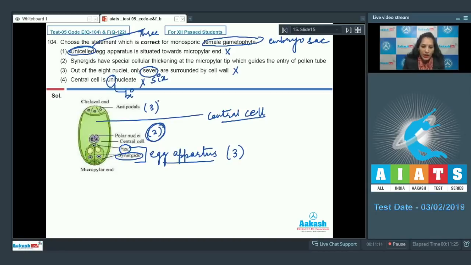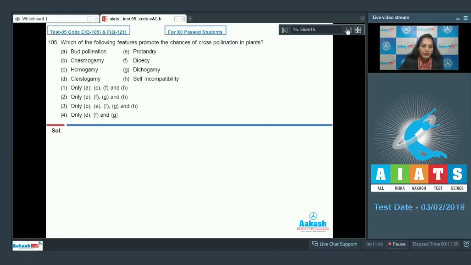What about the second one? Synergids have special cellular thickening at the micropylar tip. Yes, it has special cellular thickenings at the micropylar tip which guide the entry of the pollen tube into the embryo sac. So this is true. So the correct option for the given question is option number 2. Let's move on to the next question.